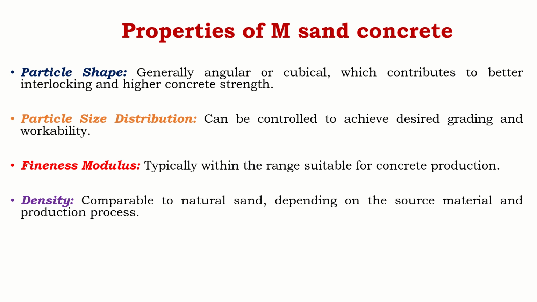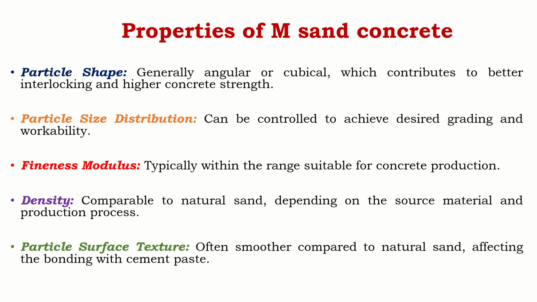Okay. And moving on to the density part, generally when compared to natural sand, M sand has around the same density, a little less sometimes, but since it's comparable it can be used as an alternative to river sand. And coming to the texture of the particle surface, it is a little smoother when compared to natural sand, and there may be a little effect on the bonding with the cement paste because of the very smooth texture. So M sand can be used as a partial replacement to natural sand.